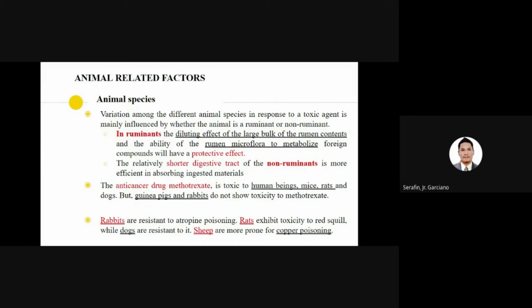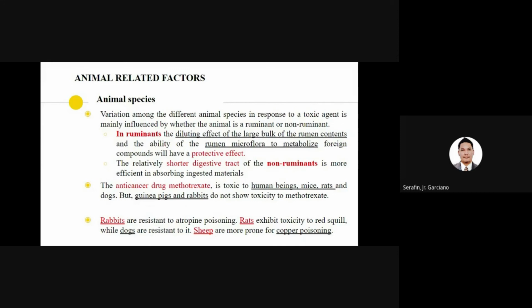So this varies on different species or animals. Rabbits are resistant to atropine poisoning because they have atropinesterase, which is present in the blood and in some tissues of rabbits, compared to other domestic animals. And then rats exhibit toxicity to red squill while dogs are resistant to it.